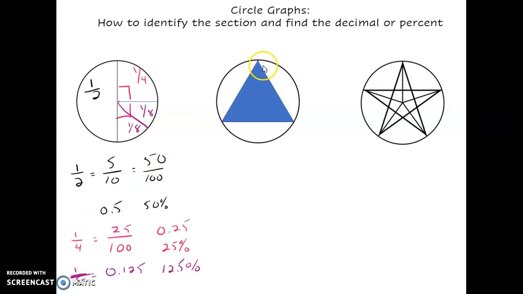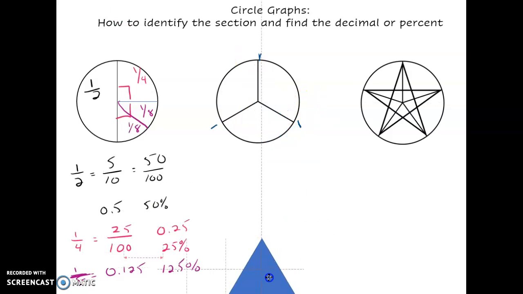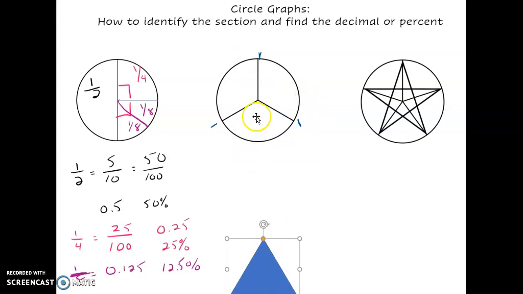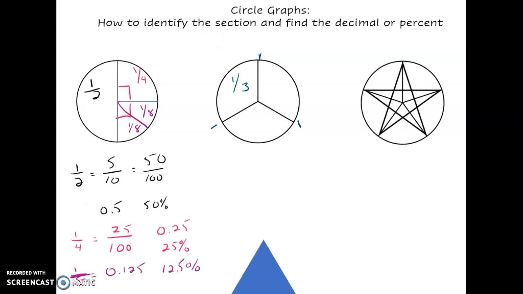This middle circle, you see the blue triangle. It's an equilateral triangle, meaning the sides are all the same. So you can envision that's going to be on each tick. Envision that on each tick, and then you can go ahead and remove the triangle. And what you're going to find is you have your thirds. So each one is going to be equal to 1/3.